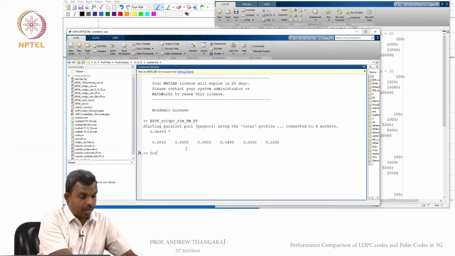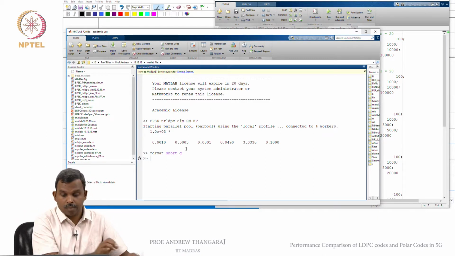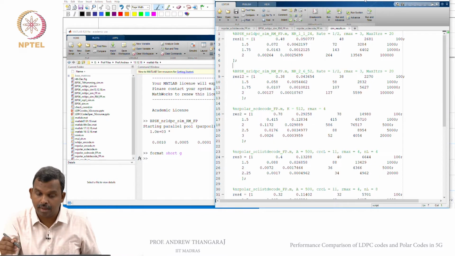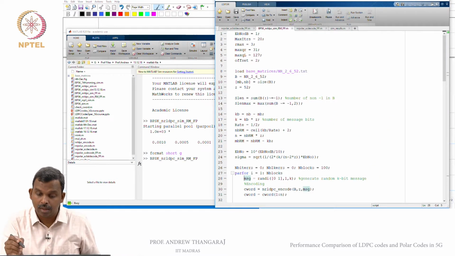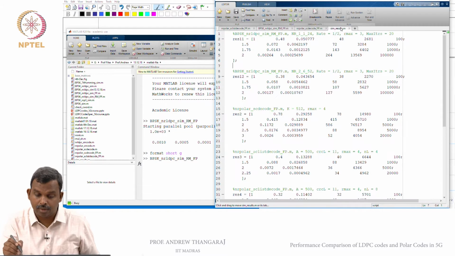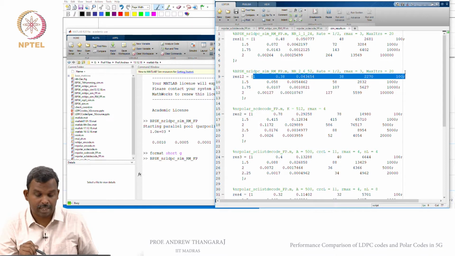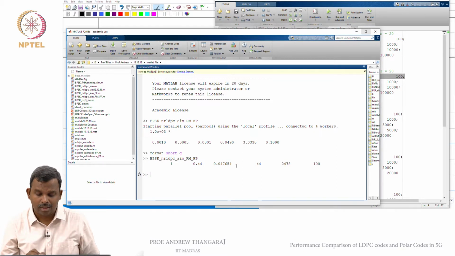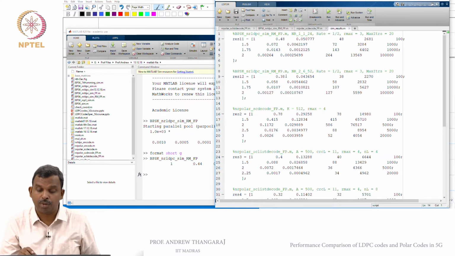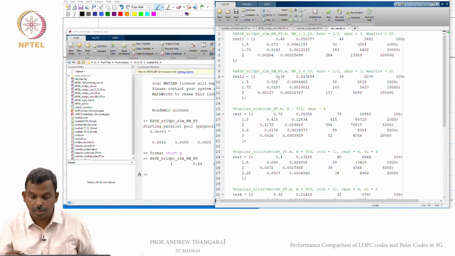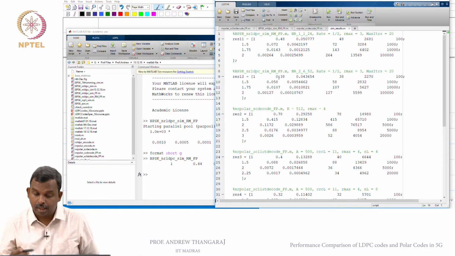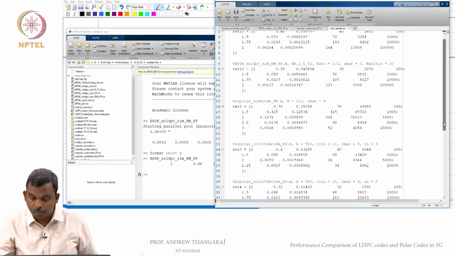So let's do format short G. Maybe we can run this again. It ran pretty fast, so we'll run it again to get the answers that we want. I'm expecting something of this sort. Let's see if we get that from the simulation run. Yeah, there you go. It's 0.44. That's close enough: 0.38, 0.44. You'll see in the plot it won't make too much of a difference.